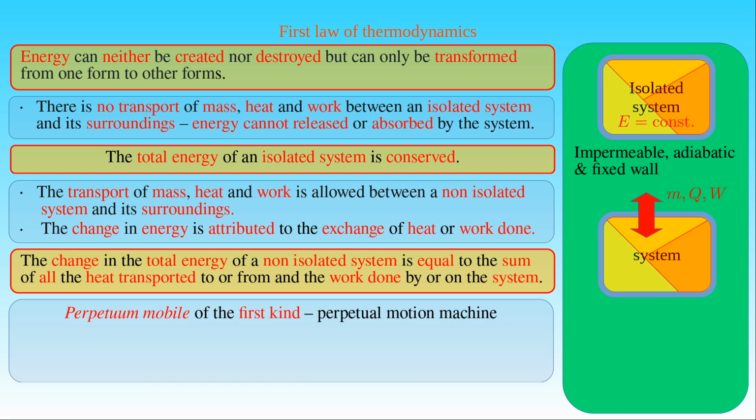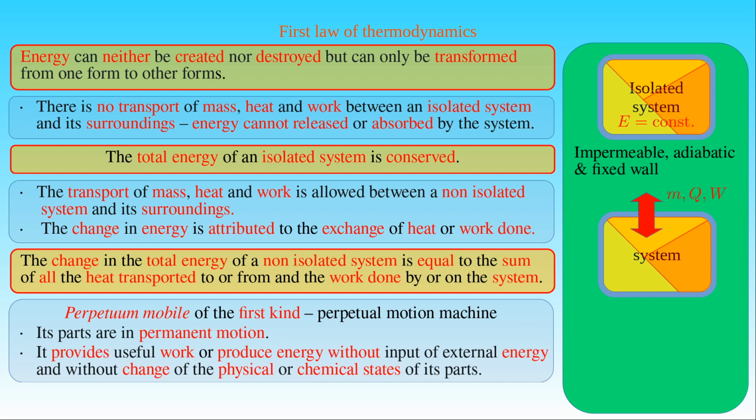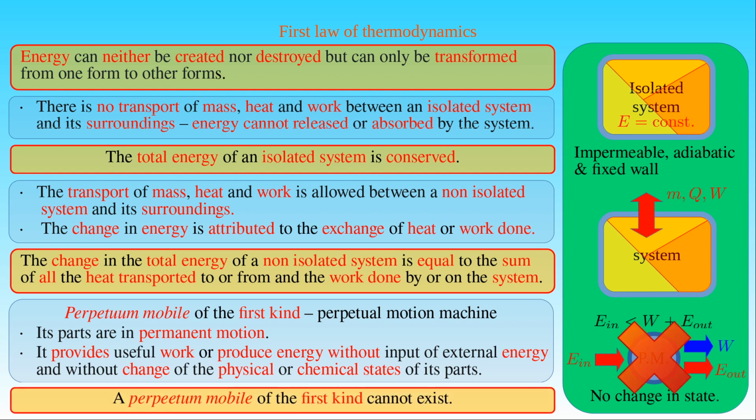Strictly speaking, a perpetual motion machine is a device whose parts are not only in permanent motion, but moreover is able to provide useful work or produce energy without input of external energy and without change of the physical or chemical states of its parts. For example, if E_in denotes the energy transferred from the surroundings to the perpetuum mobile, and the machine either does the work W or produces the energy E_out, or both, then the input energy E_in is less than the sum of the work W and the output energy E_out, while the internal state of the machine does not change. Such a mechanism violates the principle of conservation of energy. Then another formulation of the first law of thermodynamics tells us that a perpetuum mobile of the first kind cannot exist.